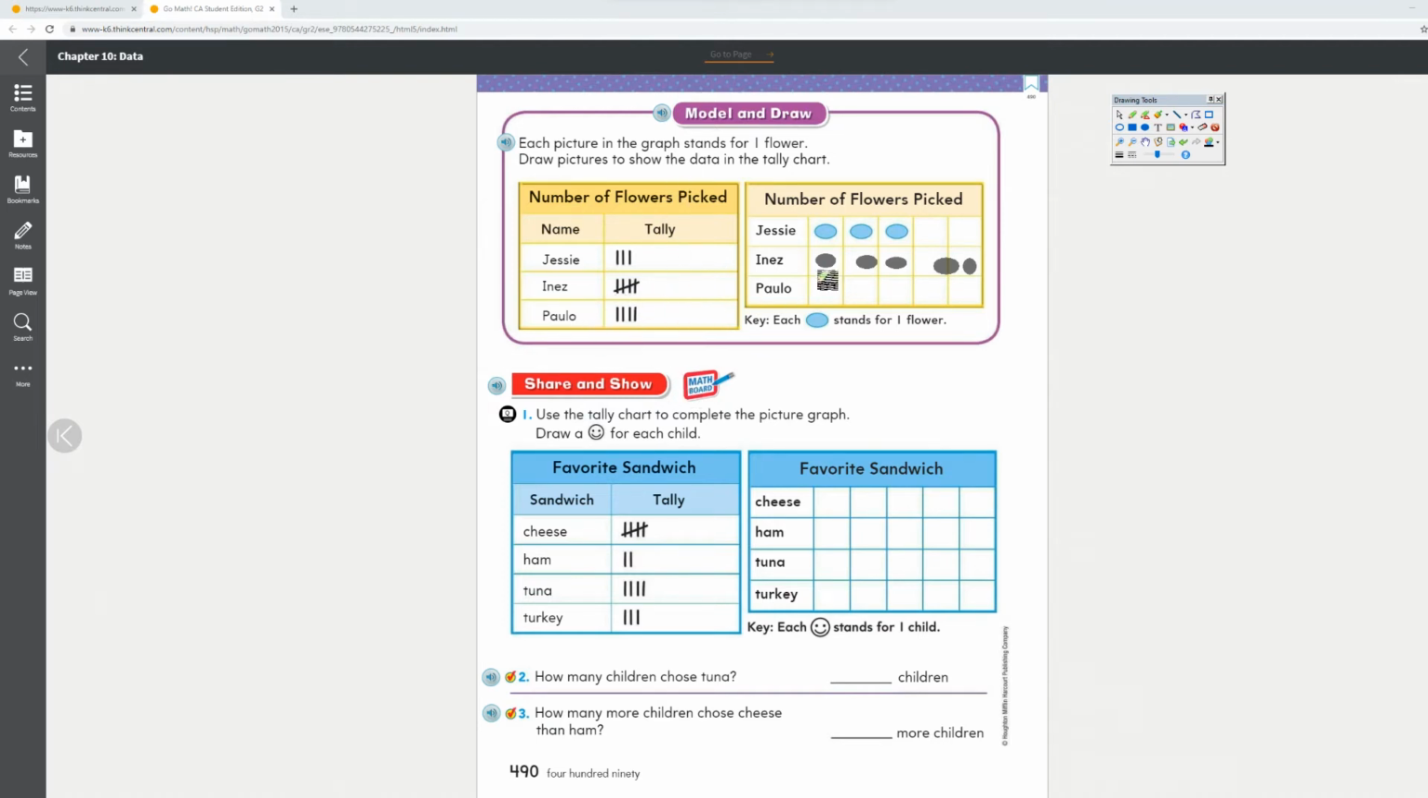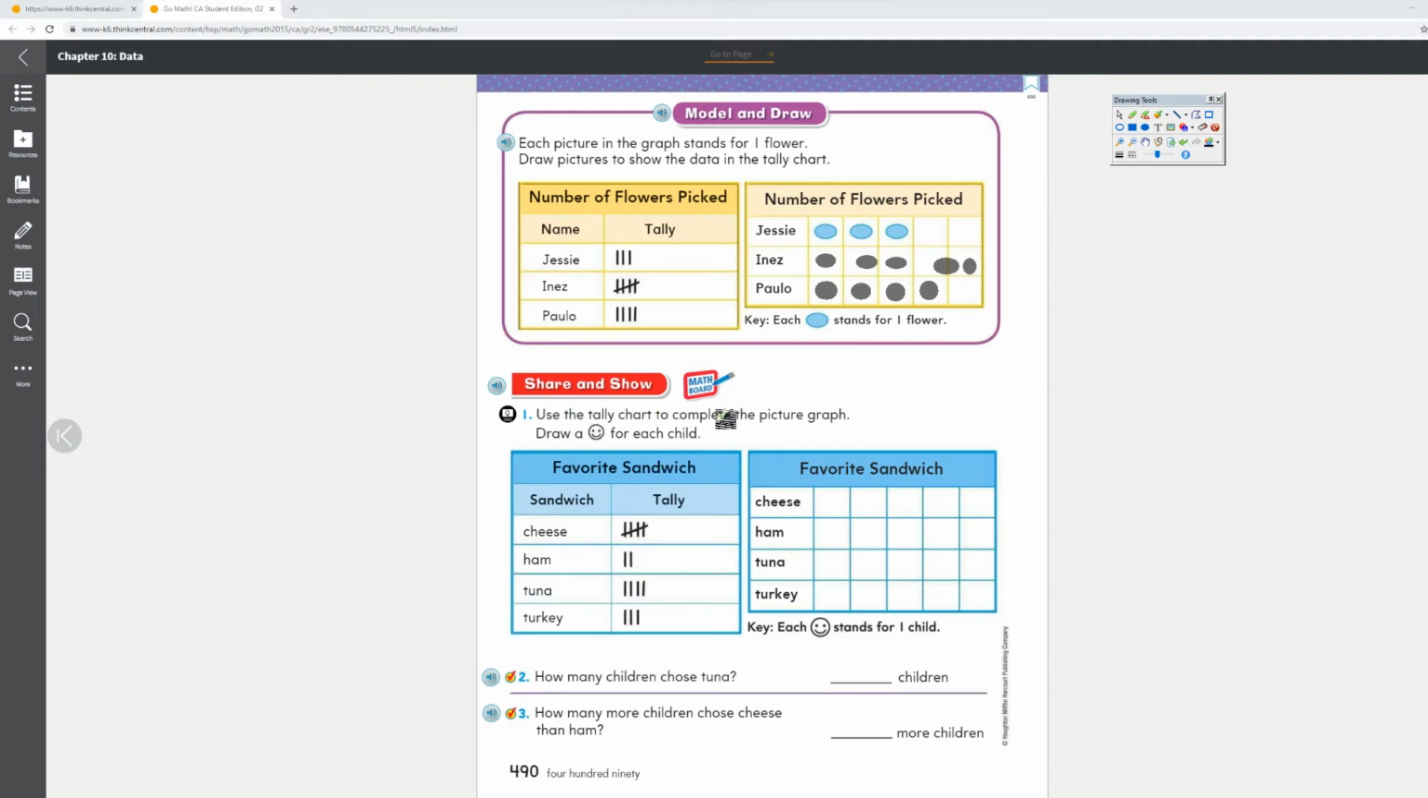That means that we need to draw 4 circles to equal the same thing as the tally one. So 4 circles is 4 flowers. So Paulo picked 4 flowers, the same as in the tally chart. Okay, so let's look at another example.